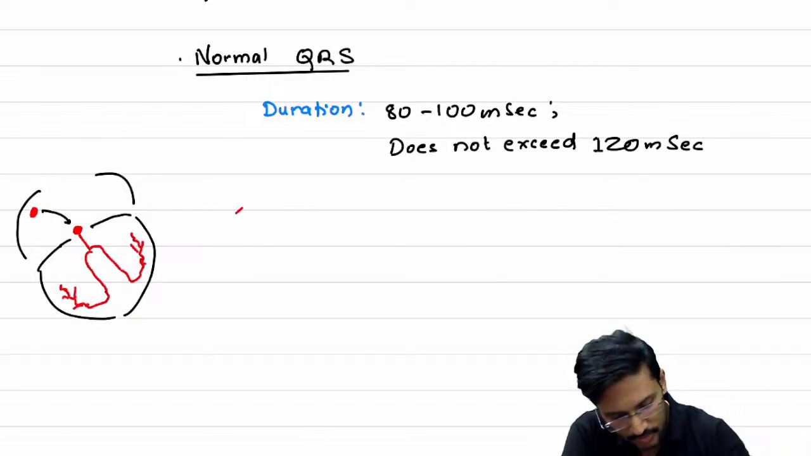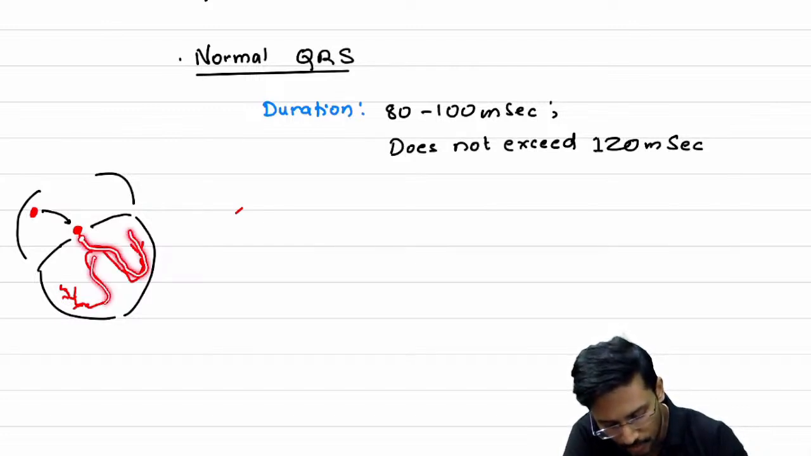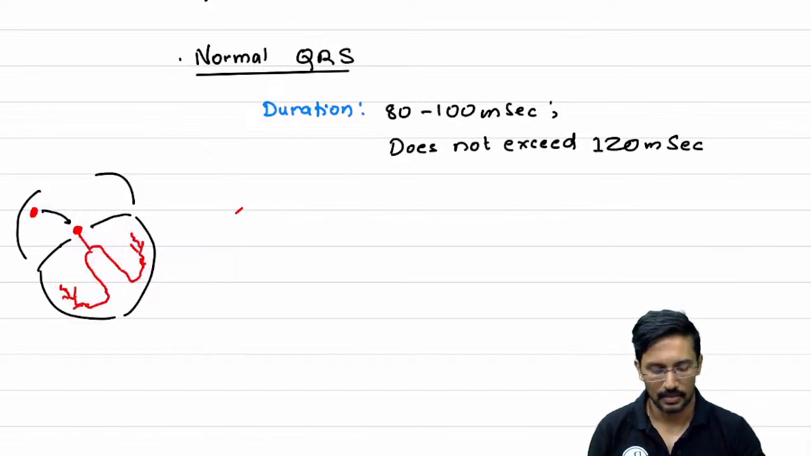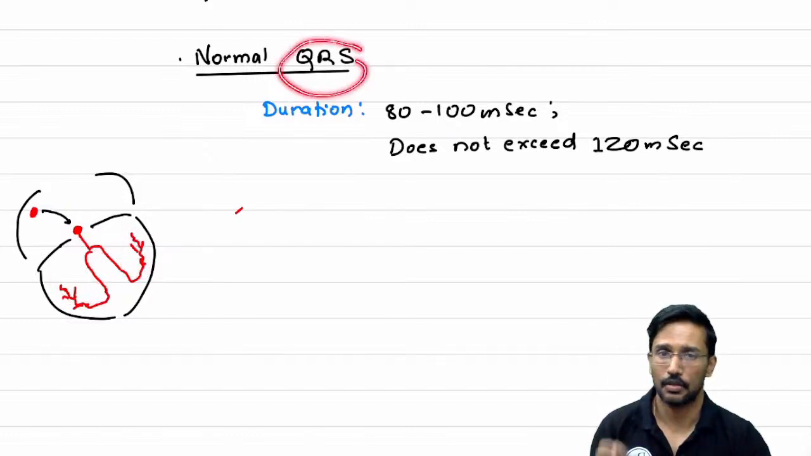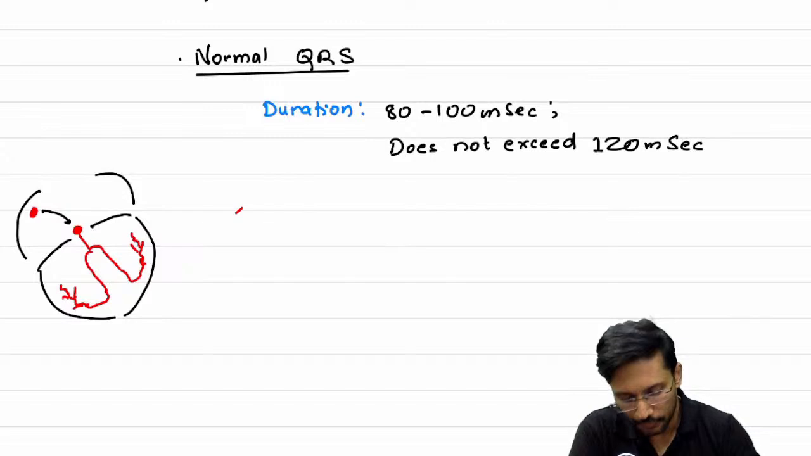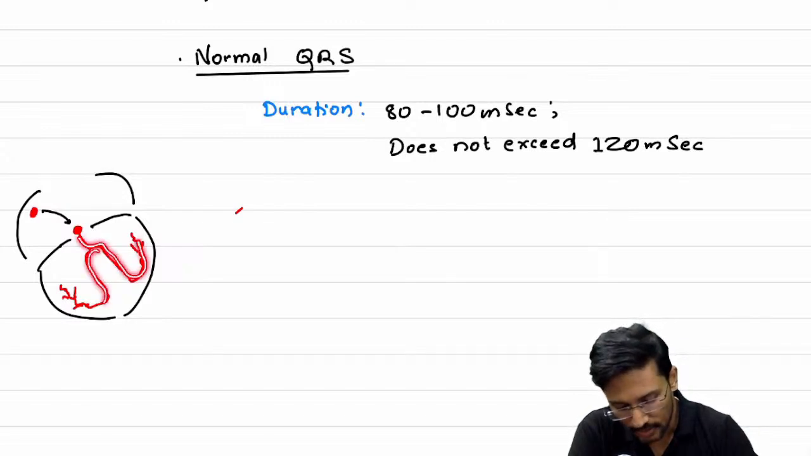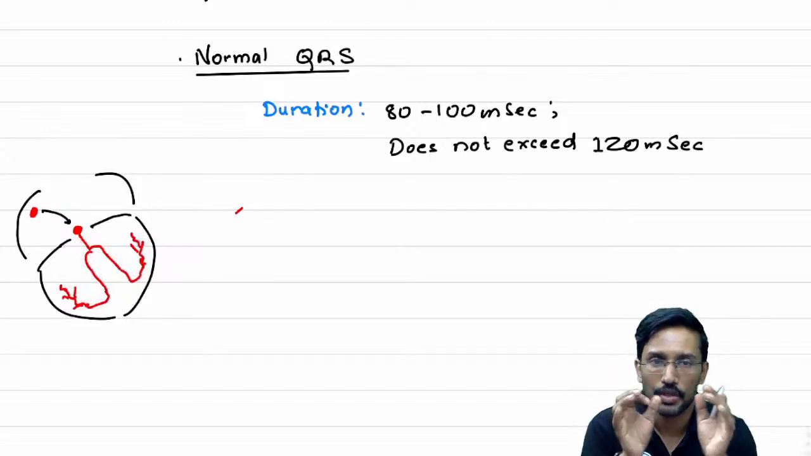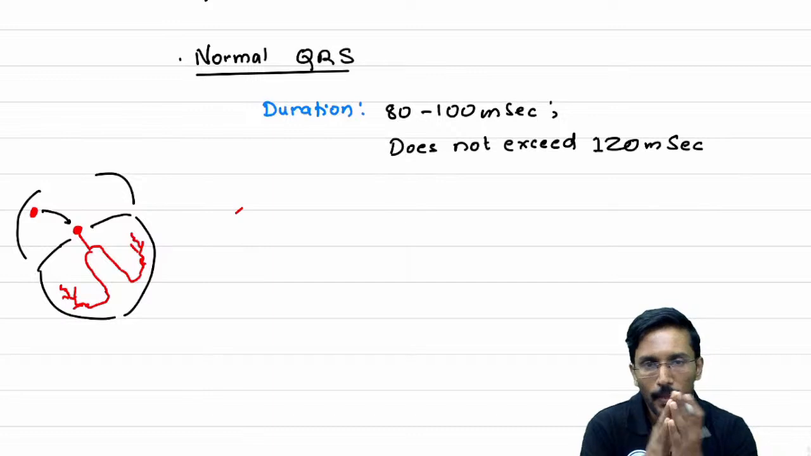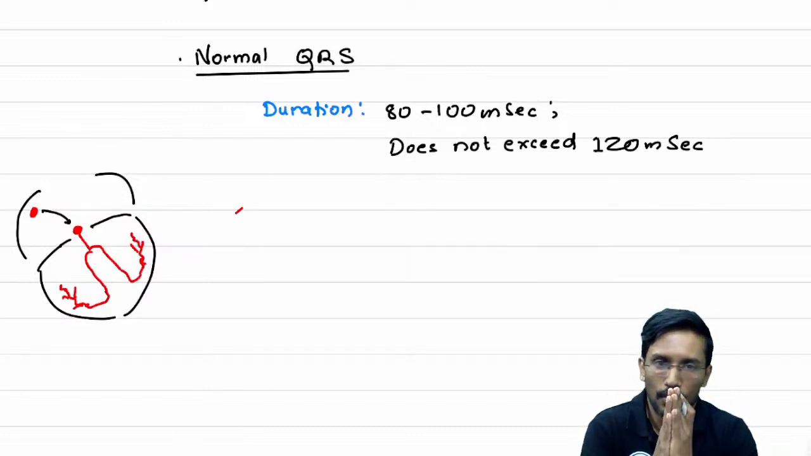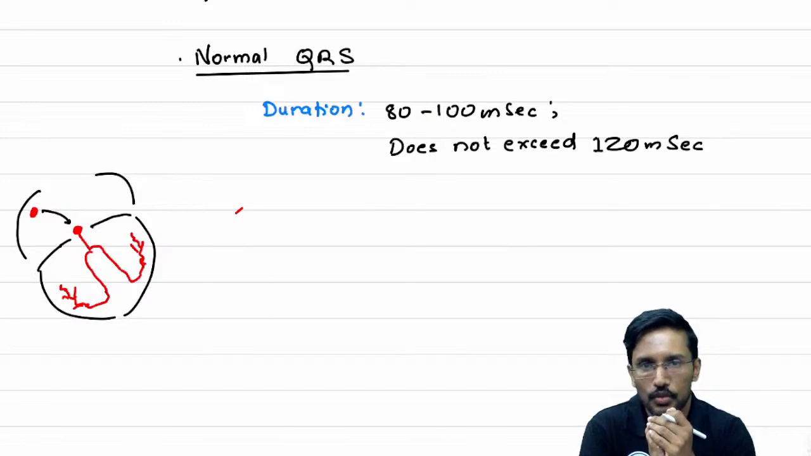So QRS complexes tell me about the time taken from the beginning of depolarization of the His bundle to completion of the depolarization of the ventricles. This is the wave of depolarization of ventricles. So if I am taking more than usual time, what will happen to the QRS duration? It will become wide. If I am taking less than usual time, the QRS complex can become short. Okay. So we'll go back to the QRS duration in a bit.